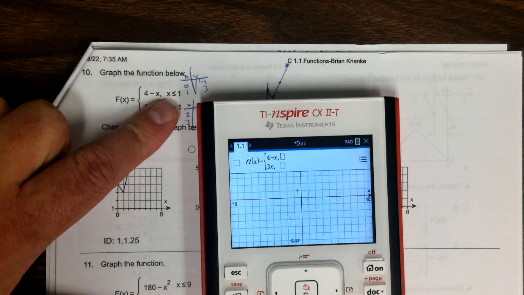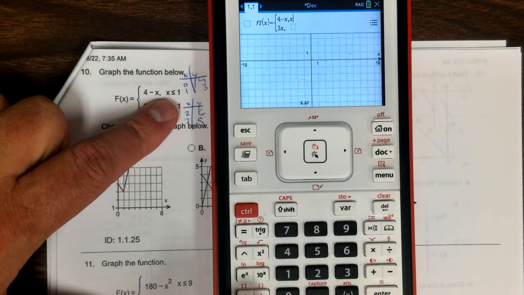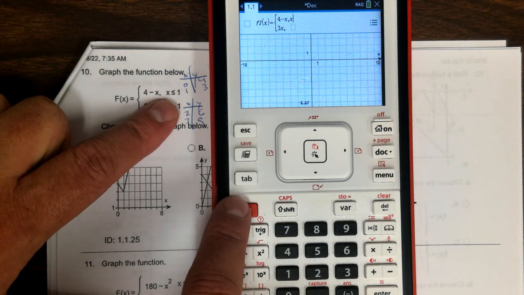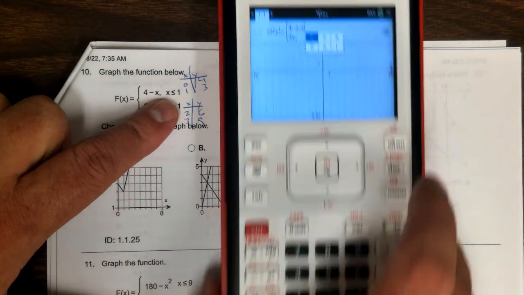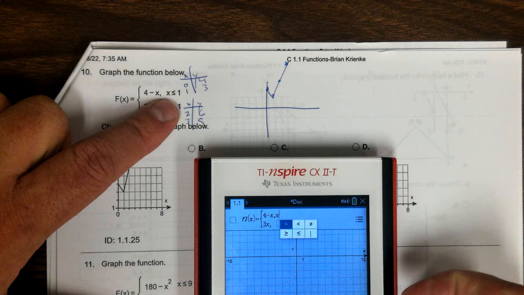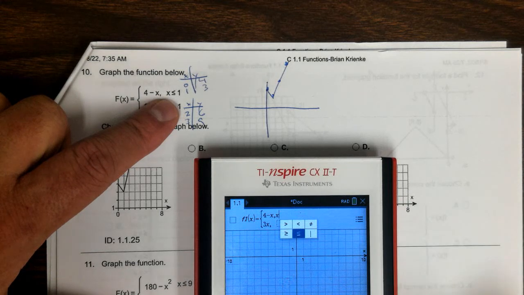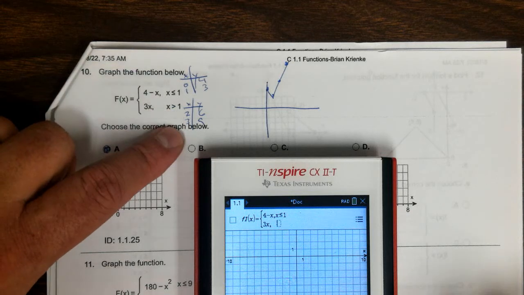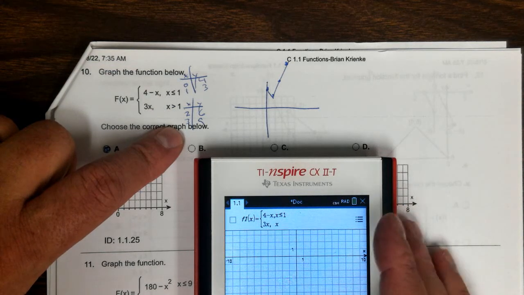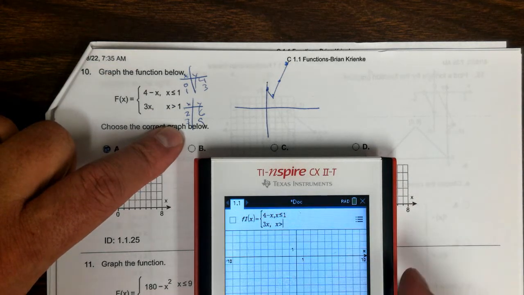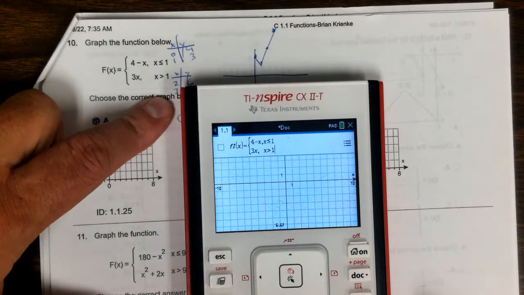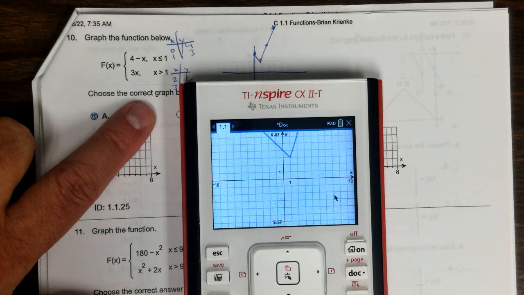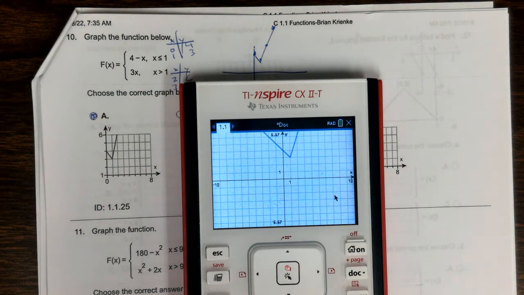So we put x, then you notice this little equal sign above it has some more inequalities, and so if we do control equal, has a pop-up box, and we want less than or equal to, and then we put 1. Then for this part we want x, and again control equal, and we want greater than 1. So now this looks like that, and then it goes. So it's kind of like a V that's off to the right.